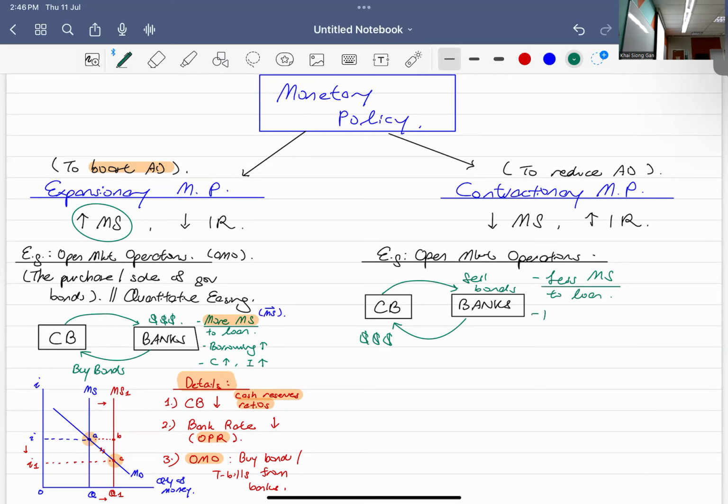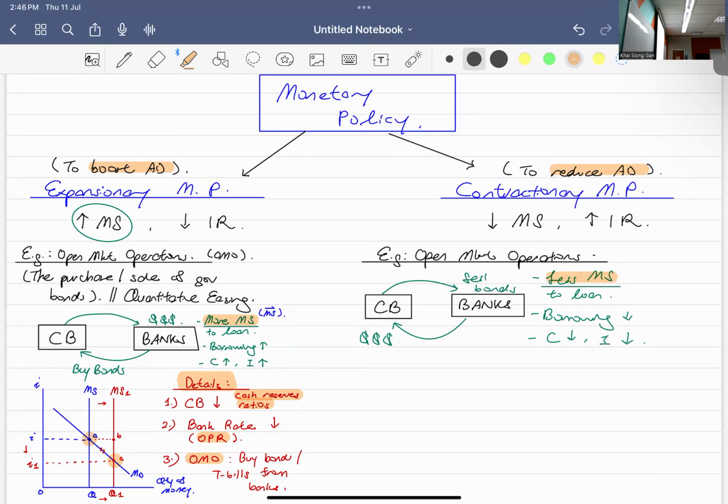So what happens is borrowing will reduce, and therefore consumption and investment will also reduce. That's how they reduce the money supply and therefore reduce the aggregate demand. So that is how they achieve a fall in aggregate demand through lower money supply.